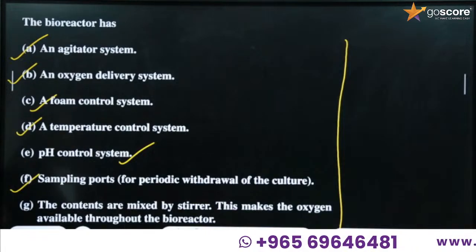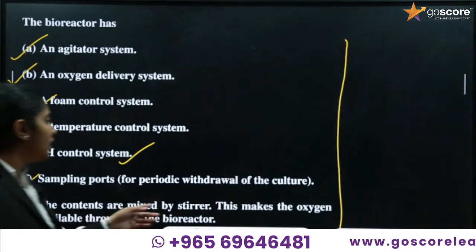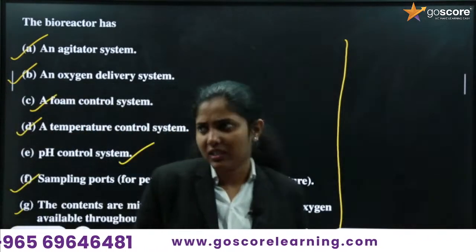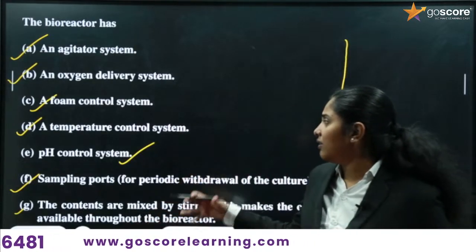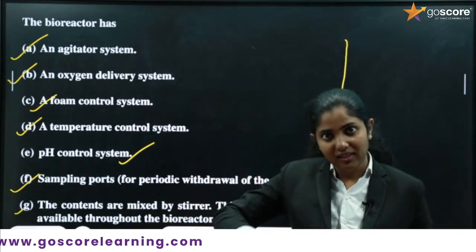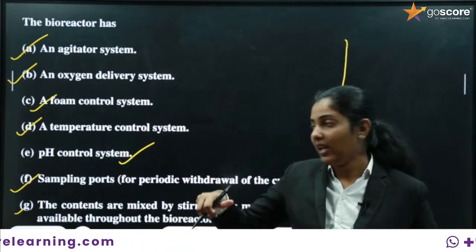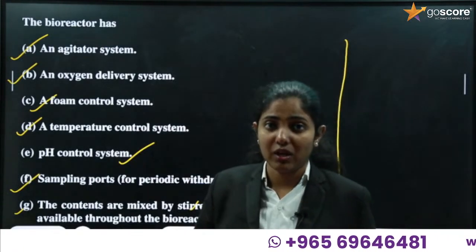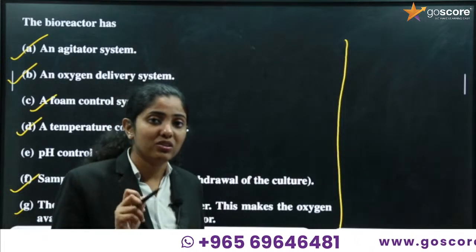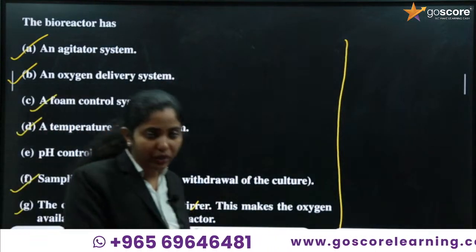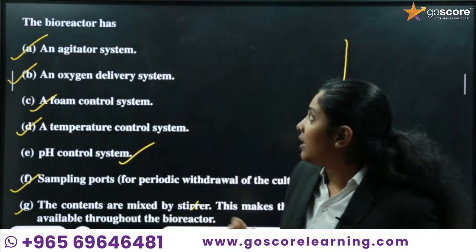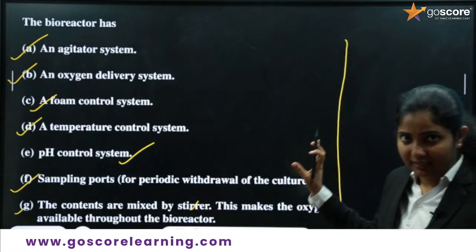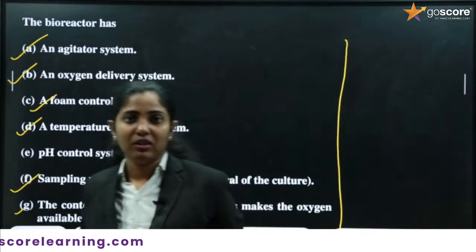Okay, so what is next? The contents are mixed by a stirrer. This makes the oxygen available throughout the bioreactor. Last simple step, single step. What is that? The contents provided in the bioreactor get mixed well with the help of a stirrer. Also, when the stirrer is working inside the bioreactor, you have to think that proper oxygen availability will also be given. Okay, fine. So these are the different parts present inside a bioreactor. Understood? Do you have any doubts?